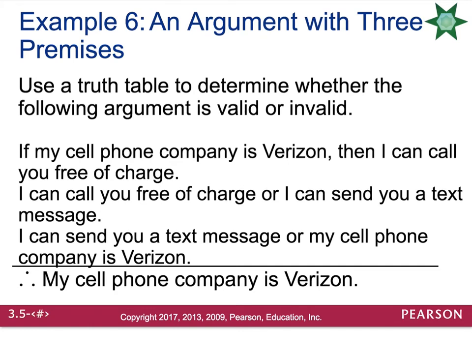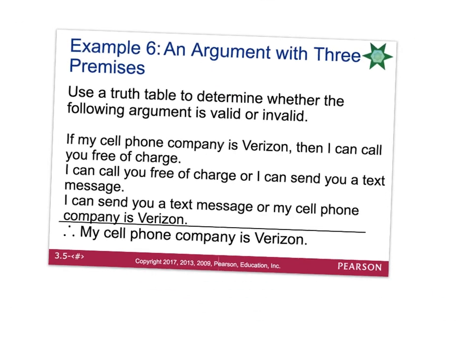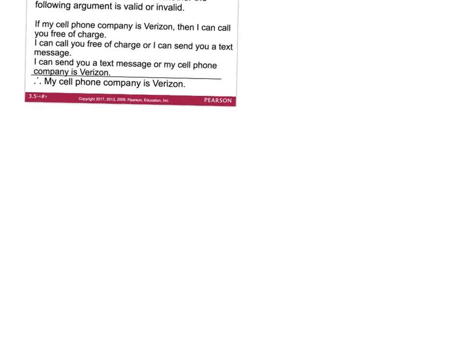We have no choice. Use a truth table to determine whether the following argument is valid or invalid. If my cell phone company is Verizon, then I can call you free of charge. I can call you free of charge, or I can send you a text. I can send you a text, or my cell phone company is Verizon. Therefore, my cell phone company is Verizon. Okay, so first, let's translate this. So I'm going to scoot this up a little bit so we have some room.